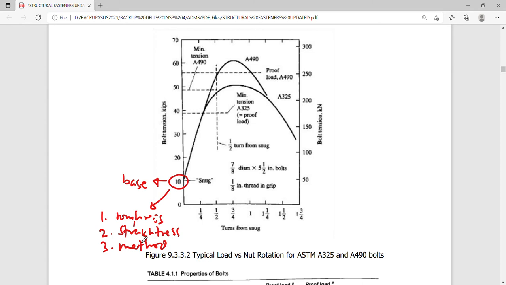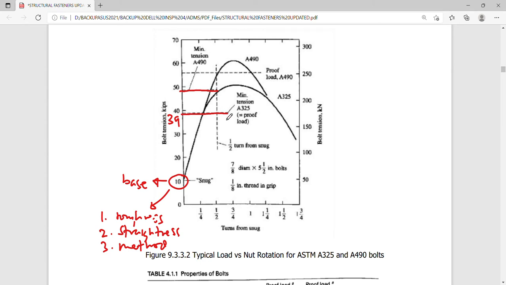And I'd like you to look at the bolt tension, which is measured in terms of the proof load. So this is now the proof load, and this is equal to the minimum tension of the bolt. It's actually lower than 40, it's 39, I think, as indicated in the table. I will show you later. And this is also below 50, around 48, 49 on the table. So this is for your A490 bolt.